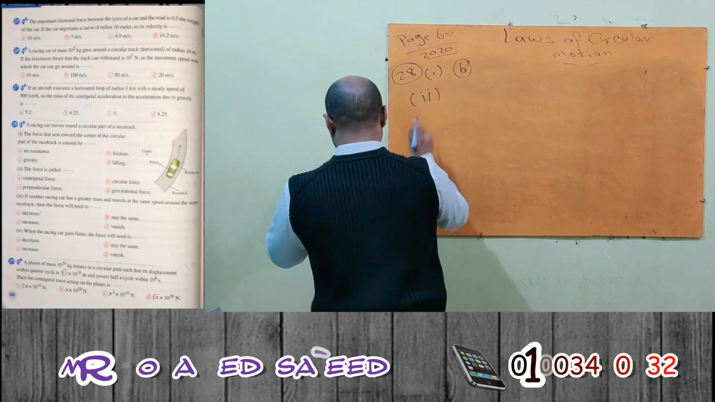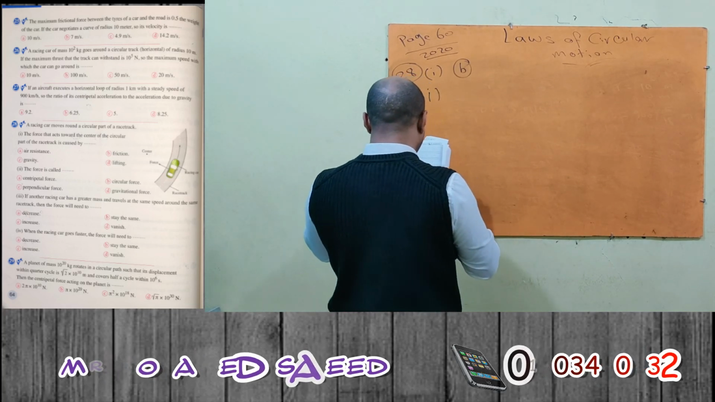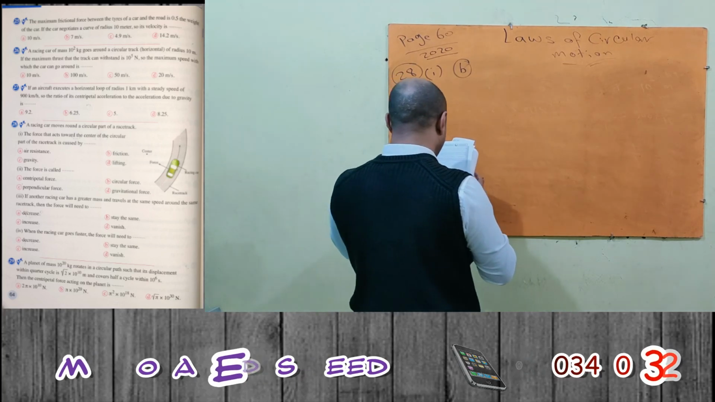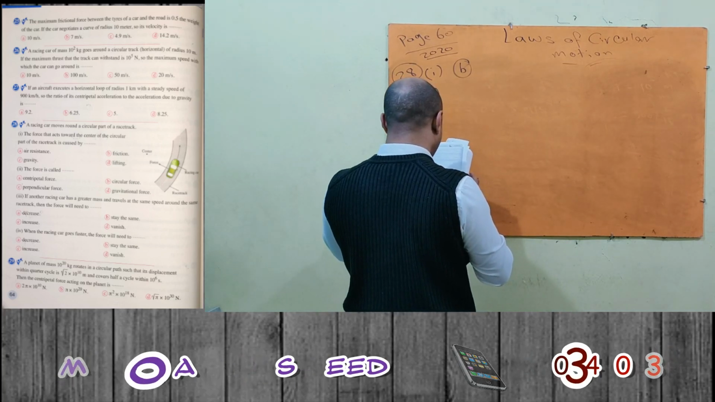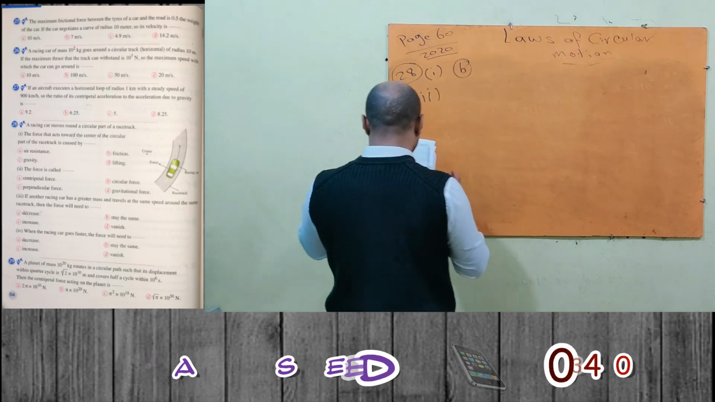Okay, number 2. The force is called centripetal force, circular force, perpendicular force, gravitational force. The true answer is A, centripetal force.